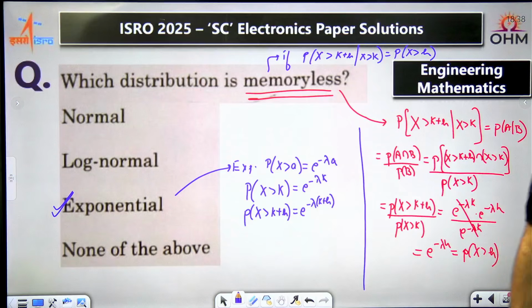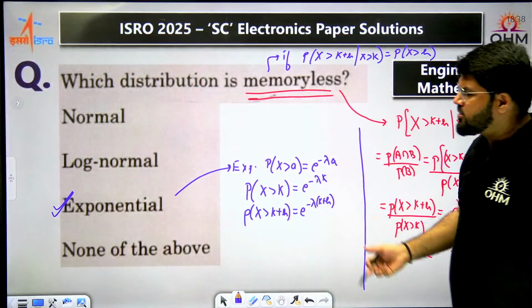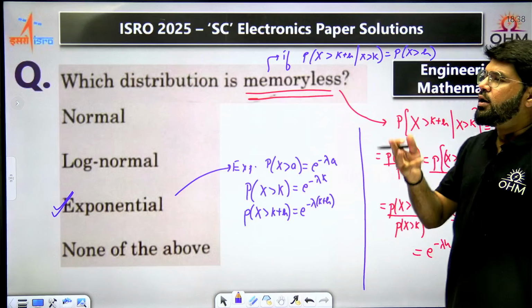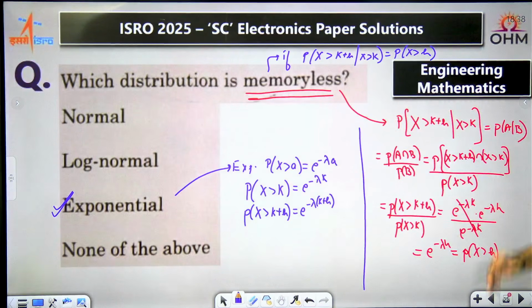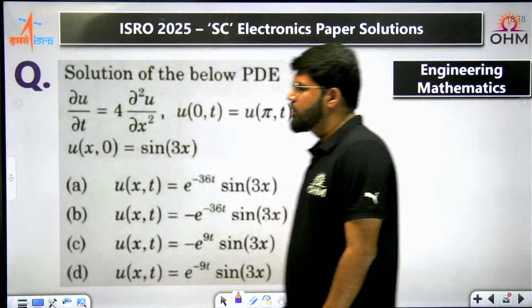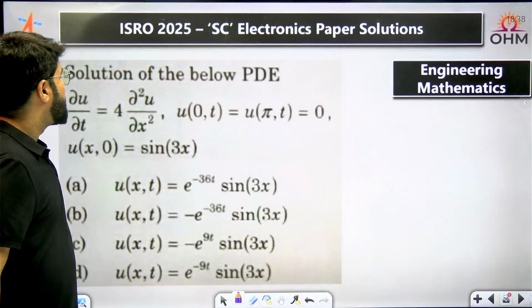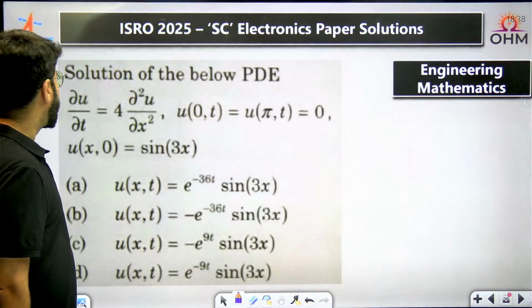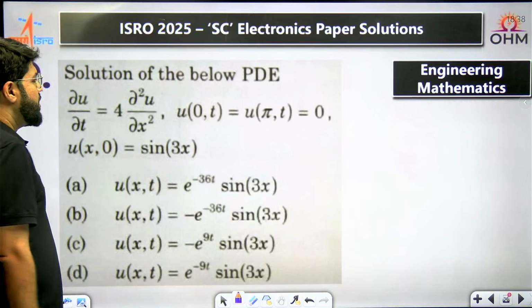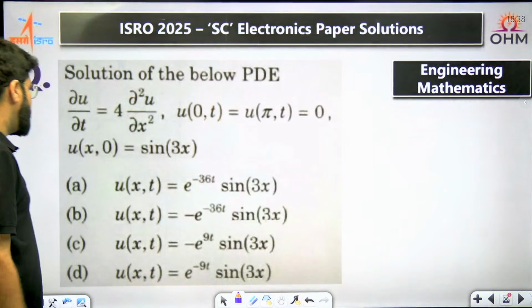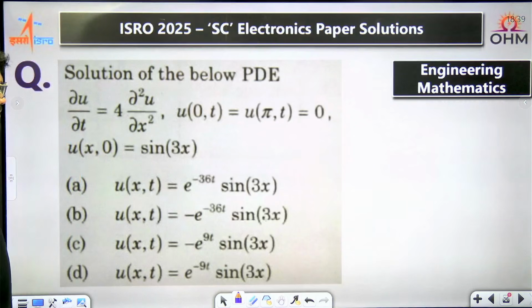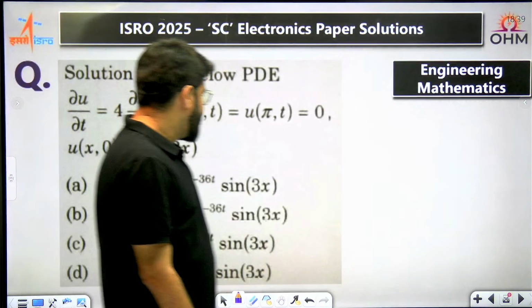Next one. The exponential, which is a continuous distribution, is analogous to the geometric distribution in a discrete random variable. Okay, a partial differential equation question. What is the solution of the below partial differential equation? del u by del t equal to 4 del 2 u by del x square, u(0,t) equal to u(pi,t) equal to 0, u of x comma 0 equal to sine 3x.